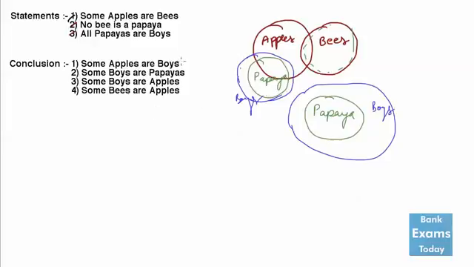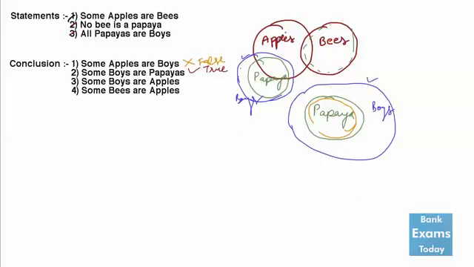Some apples are boys. If we look at this one, it is right. But there is a second possibility. Here is no relation between apples and boys. So this conclusion can't be found. This is false. Some boys are papayas. Yes, this one is right in both of the situations. The papaya part is also boys. So this one is true.